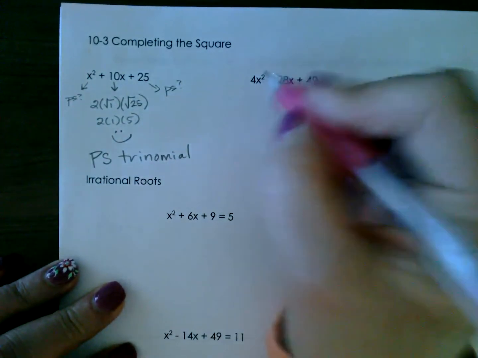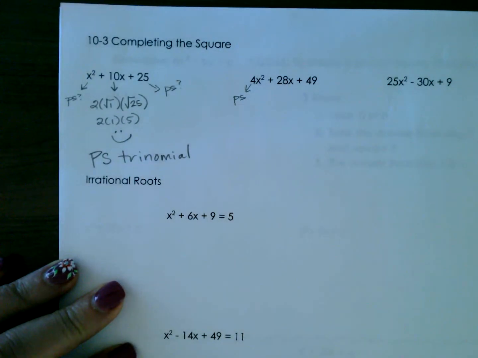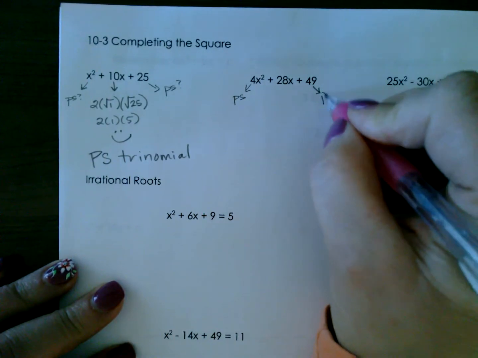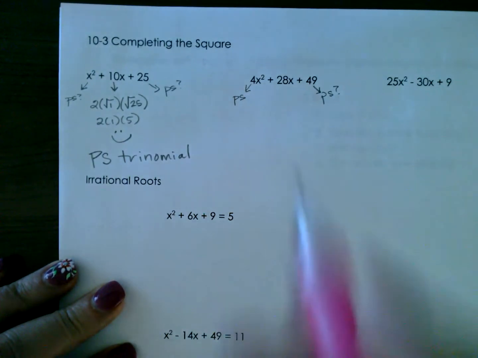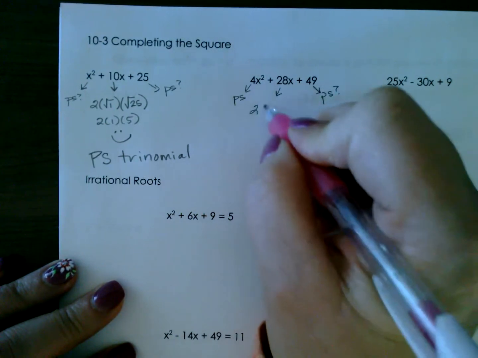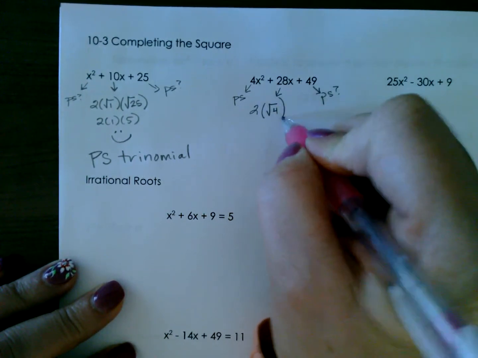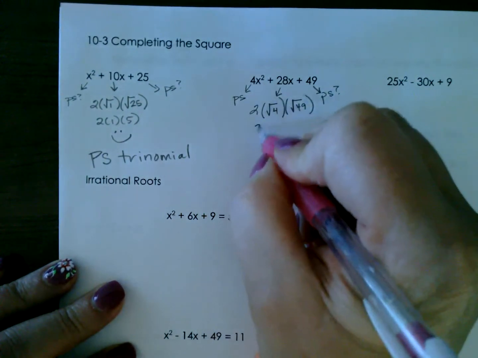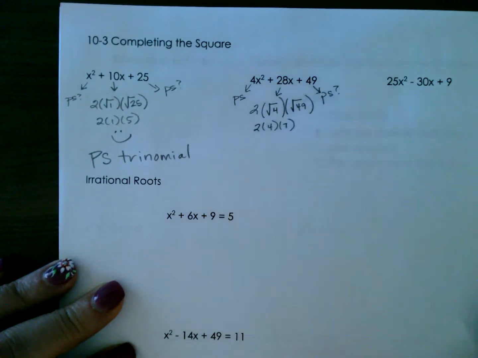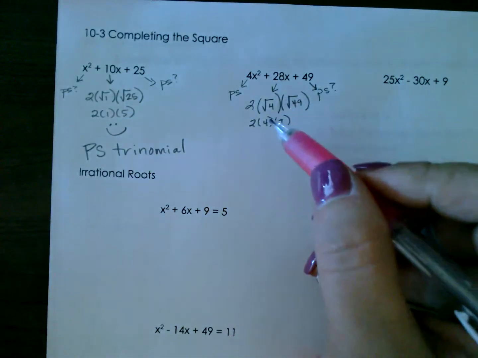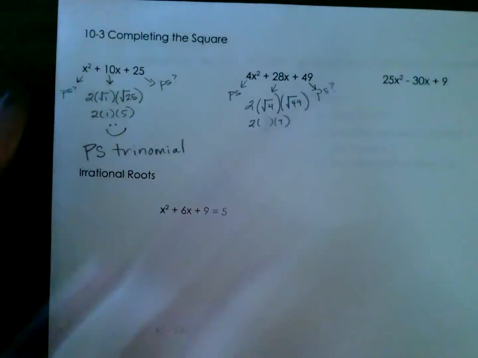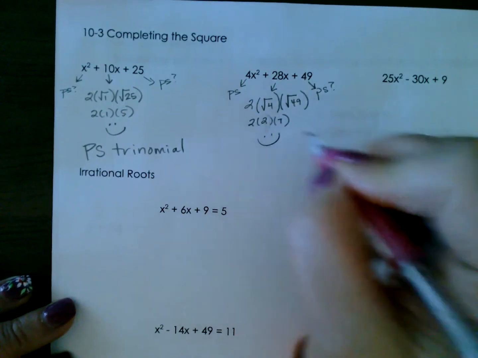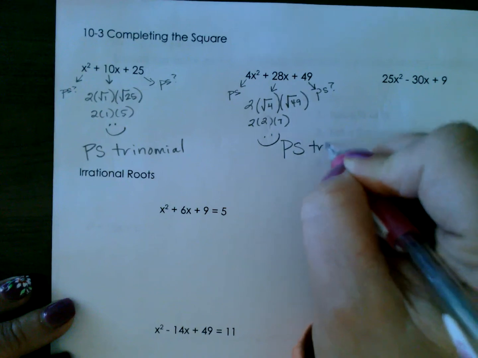I'm going to do the same thing here. Is this a perfect square? Yeah. Is 49 a perfect square? Yes. 7 times 7. Is 28 equal to 2 times the square root of A times the square root of C? 2 times 4 times 7. Whoops. The square root of 4 is not 4. It would be 2. 2 times 2 times 7 is 28. So yes, we have another perfect square trinomial.